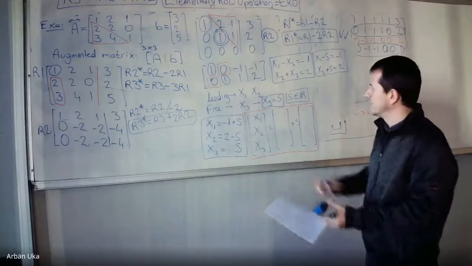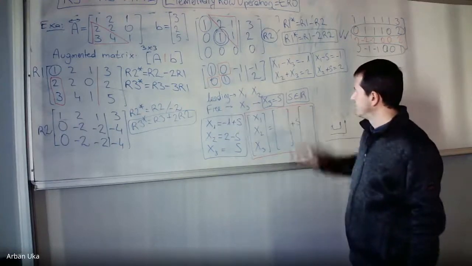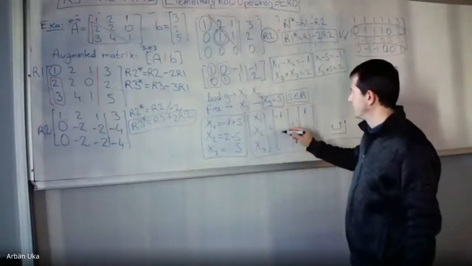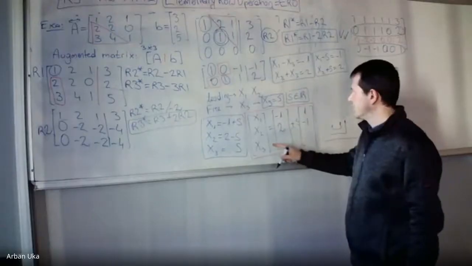Now, what can we write here for X1? What is this initial term? Minus 1. Right? And the direction component is 1. What about X2? 2, and minus 1. Okay, what about X3? 0 and 1. Okay, so that's true.